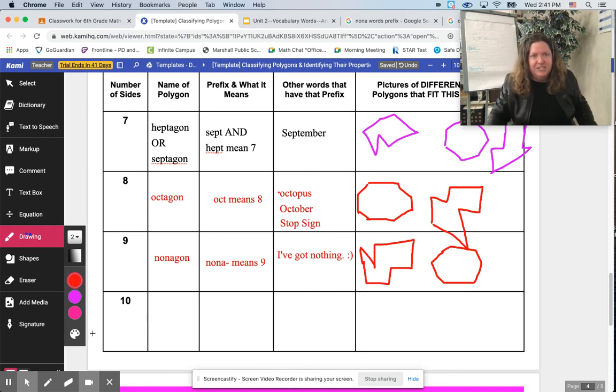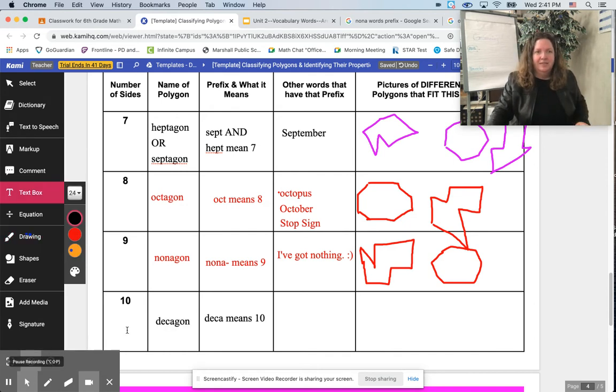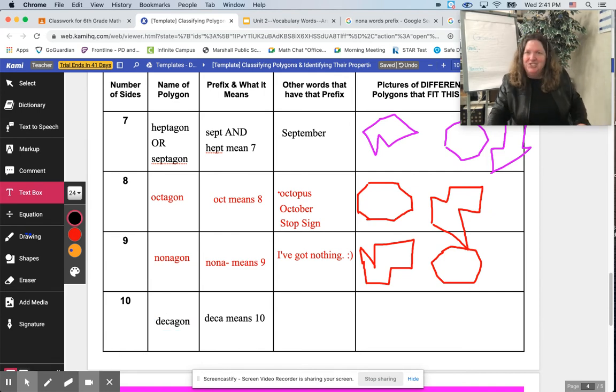10's a little easier. So let's go to 10. 10-sided. What do we call them? You might know this. Pause and write it in. All right, it's a decagon. Did you know that? Did you know a 10-sided shape was called a decagon? Deca means 10. This is an easier one.